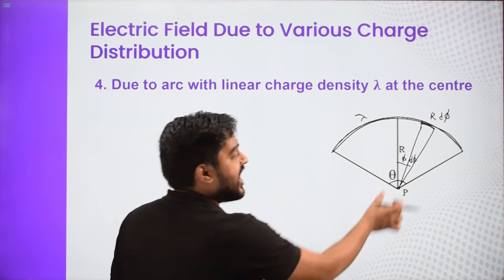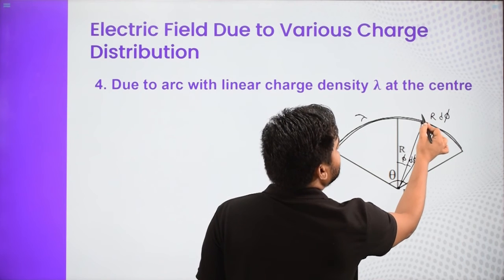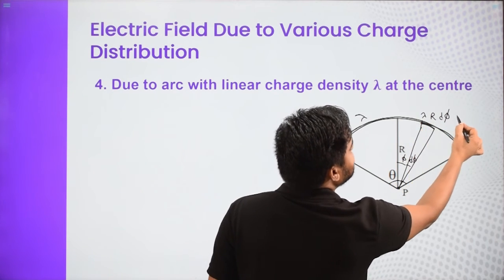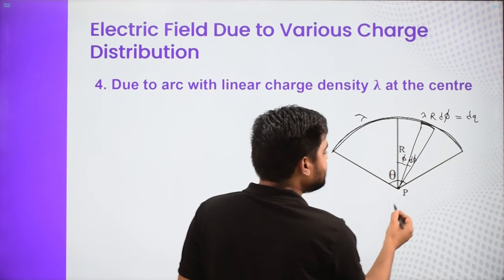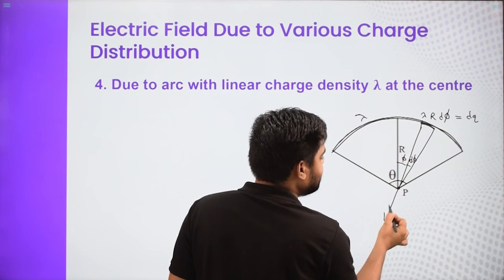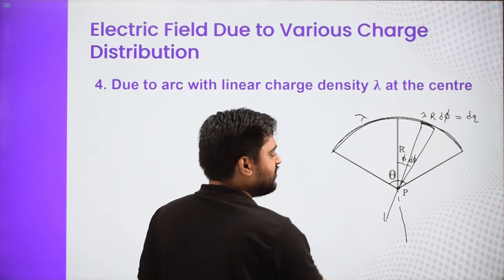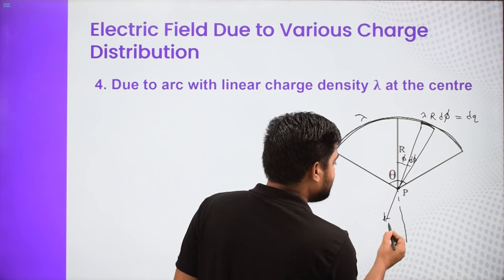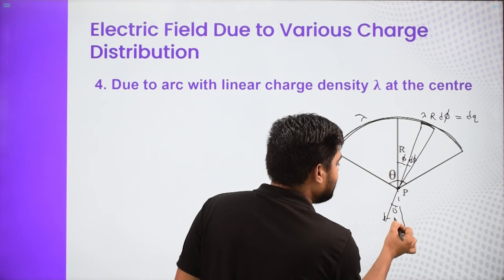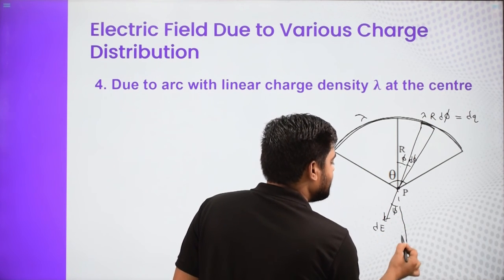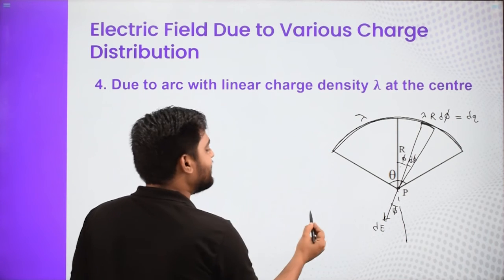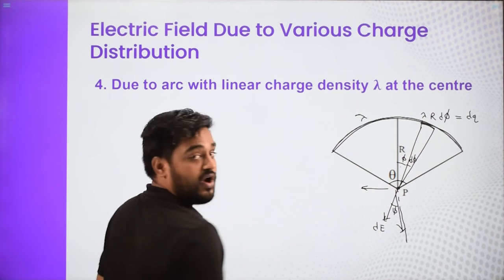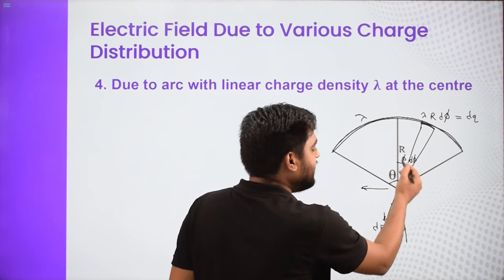And how much is the charge on this part? I will say the linear charge density lambda times the length of the part, and this is nothing but my dq. Due to this dq, I am going to get an electric field in this direction. This is the perpendicular bisector of the angle, and I will say this angle is phi, so this is also phi. Let us call this dE. This dE will have two components, one will be this and another will be that. Now all of us know that due to symmetry, it will be downward only.